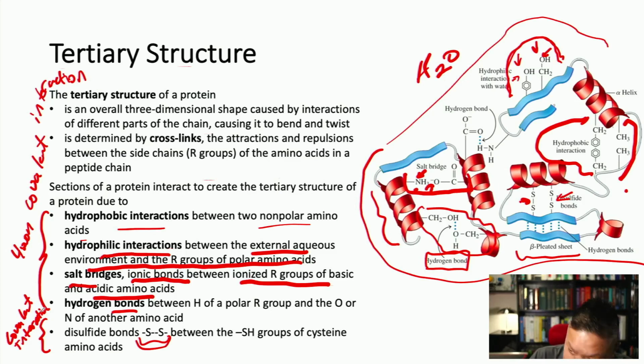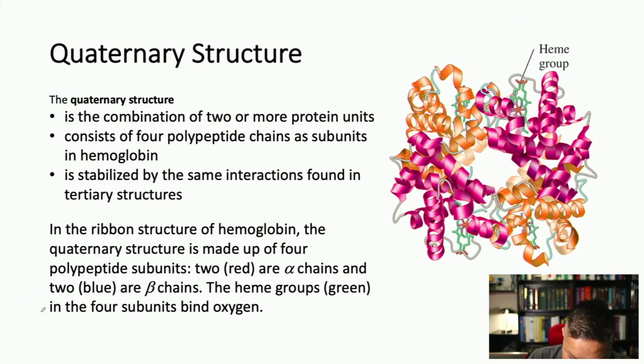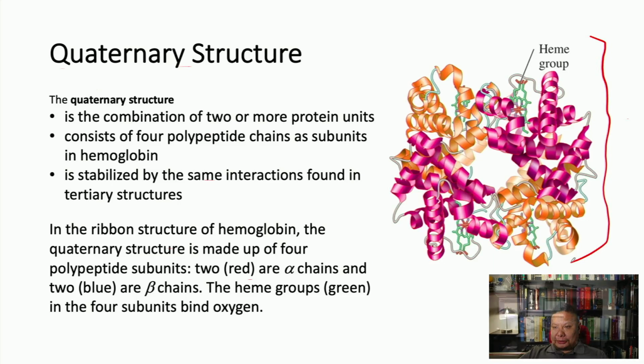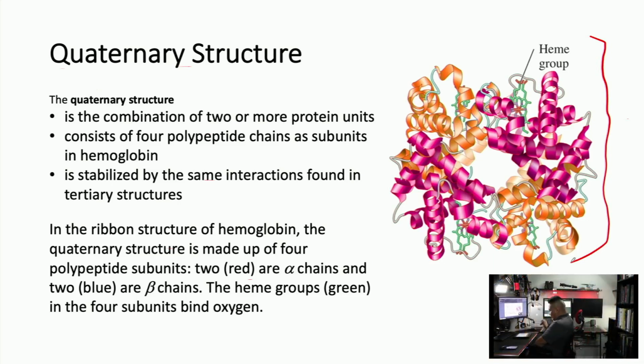Moving forward, we have the quaternary structure. This should look very familiar to you. This is the exact same example I gave you on the very first day of class about hemoglobin. The quaternary structure of a protein is, oh, that's really weird. There's a font problem right there. That should be a bigger font. Anyway, quaternary structures are basically a bunch of tertiary structures being held together, right?